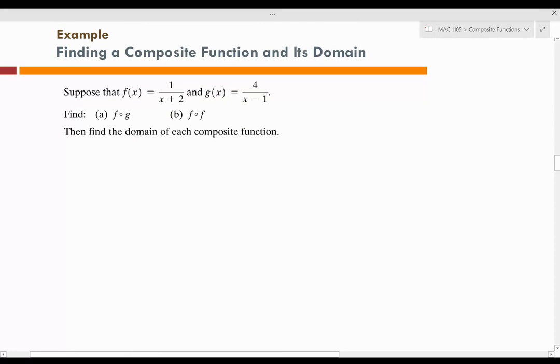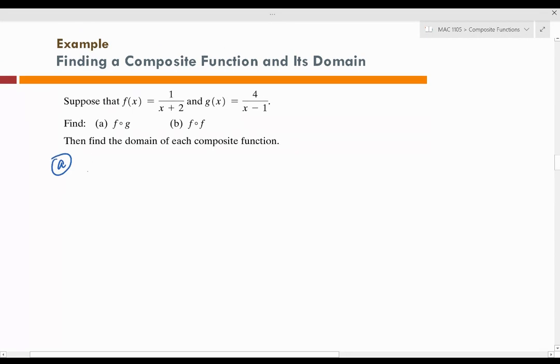Our example says, suppose that f of x equals 1 over x plus 2 and g of x equals 4 over x minus 1. Part a wants us to find f composed of g, and part b wants us to find f composed of f. Then find the domain of each composite function. So let's do a first.